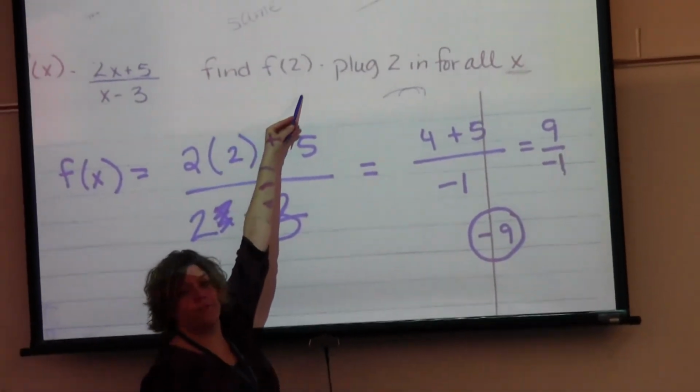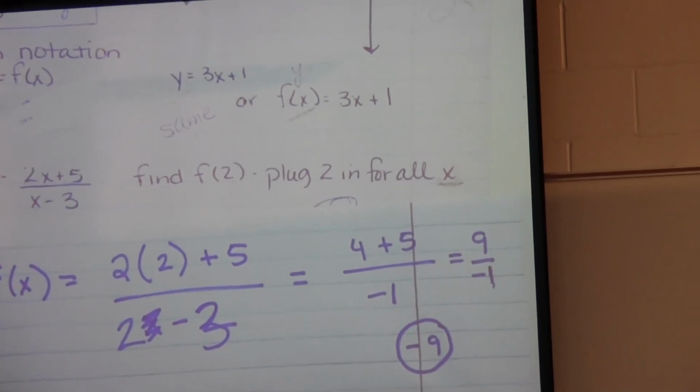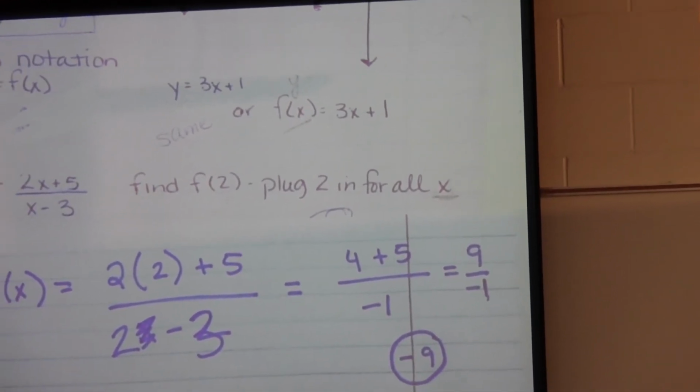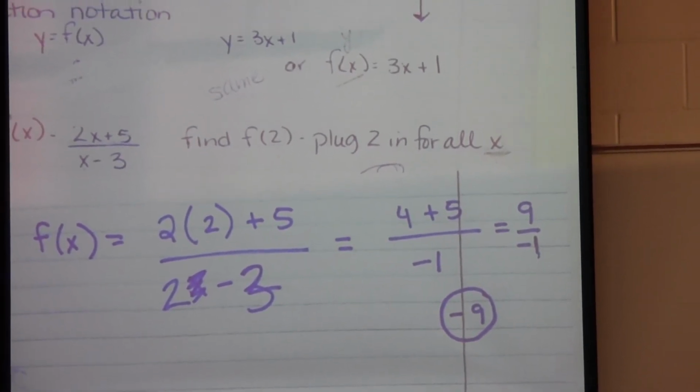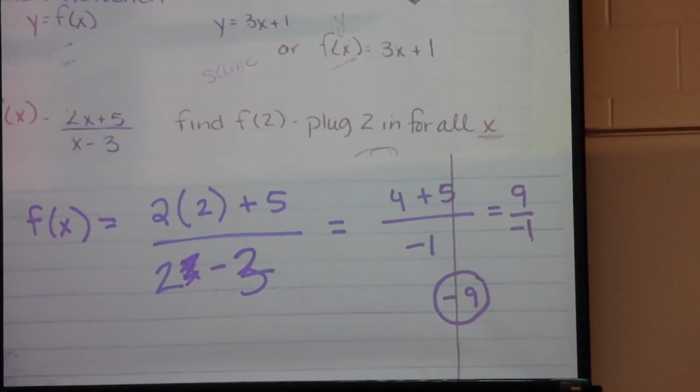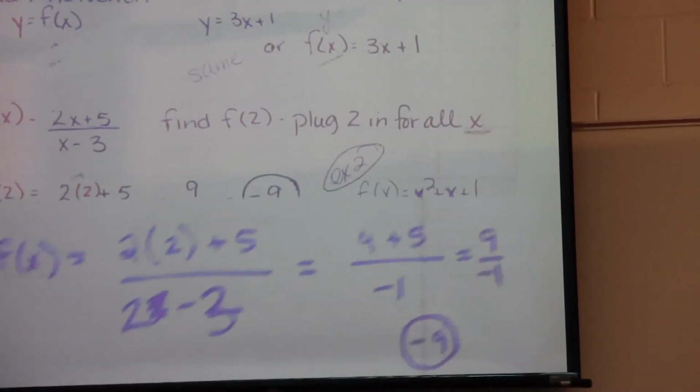If I had said f of 3, then I would have plugged in 3 for both of the x's. If I had said f of 10, 10 goes in where both the x's are. Okay? Any questions on that? Pretty straightforward, right? Okay?